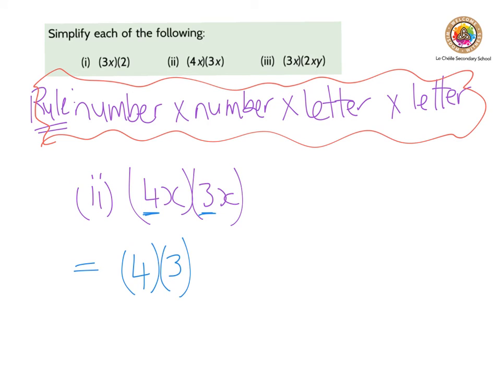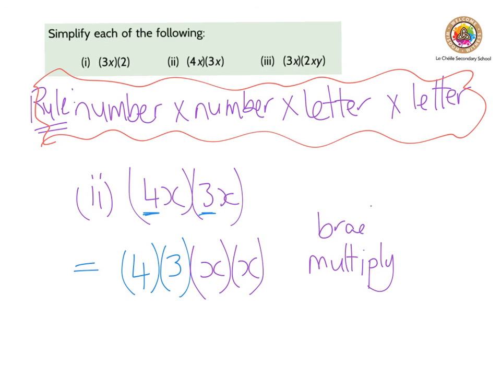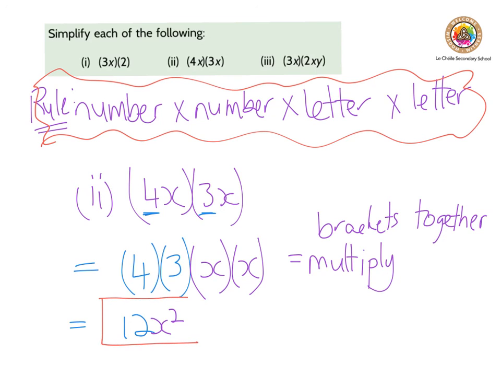And then what have I got? Just some letters. X by x. Now I know anything in brackets together like that means multiply. Okay? So when I see brackets like that, brackets together beside each other equals multiply. Okay, so the first thing then, well, 4 by 3 I know is 12, and x by x is x to the power of 2, or x squared, and that's our answer, 12x squared.